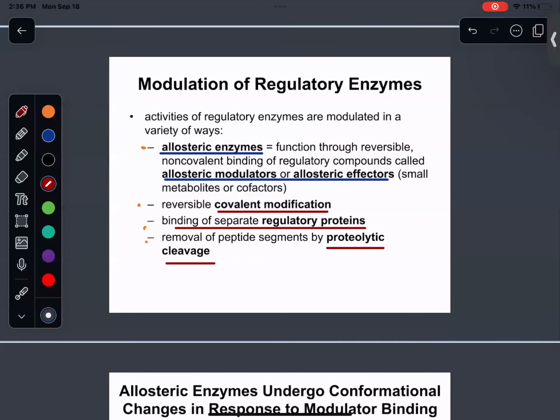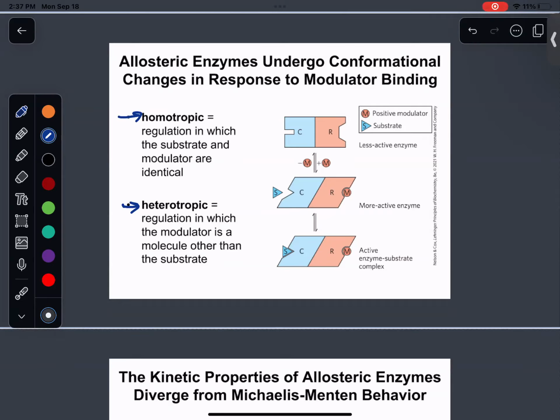Let's talk about the different types of allosteric modulators. We have two separate types. So allosteric enzymes undergo conformational changes in response to modulator binding. And the two types are homotropic and heterotropic. Homotropic regulation is where the substrate and the modulator are identical. They're the same thing. Okay?